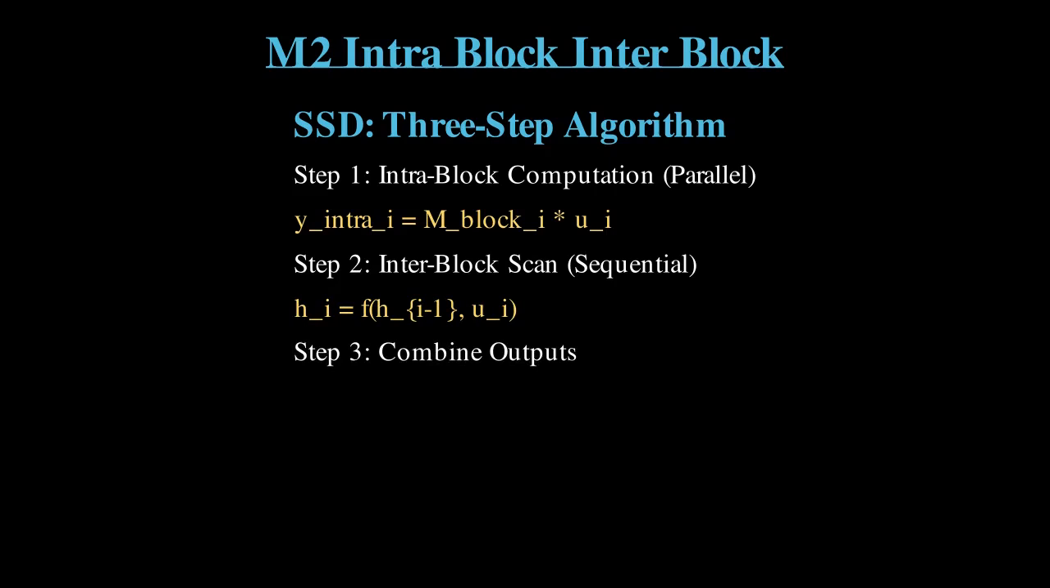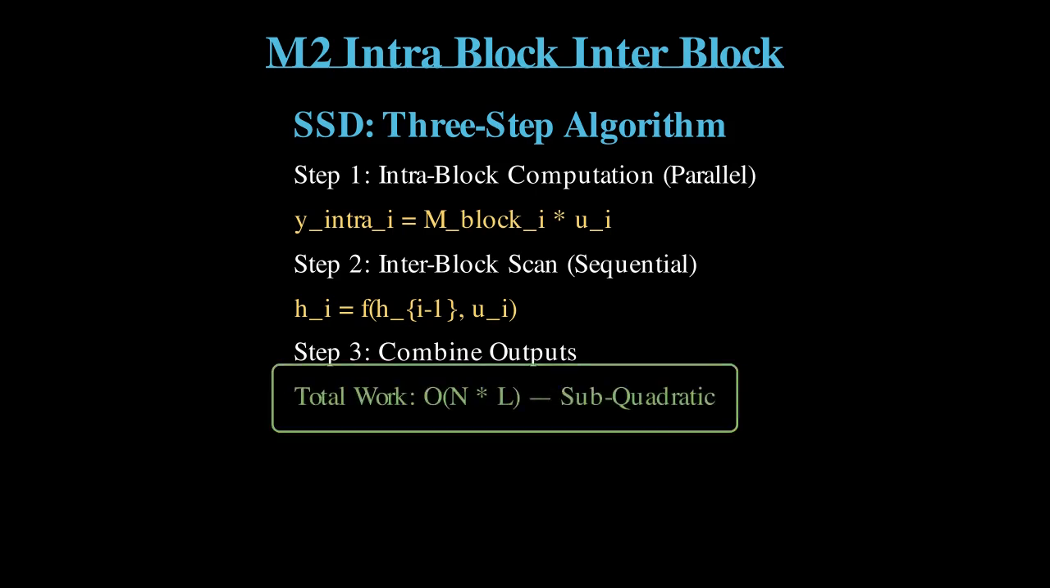We take the partial output from the intra-block step and add the contribution that comes from the state passed down by all previous blocks. This gives us the final, correct output for each element. The total work for the SSD layer is roughly O of n times L. This is subquadratic, but crucially, most of that work is in the tensor core-friendly matmuls.